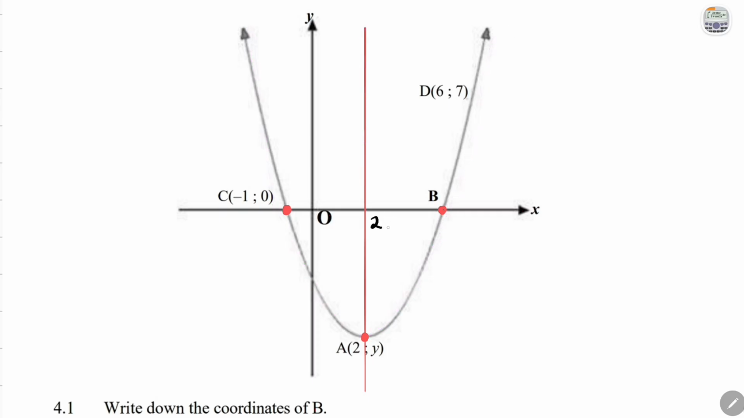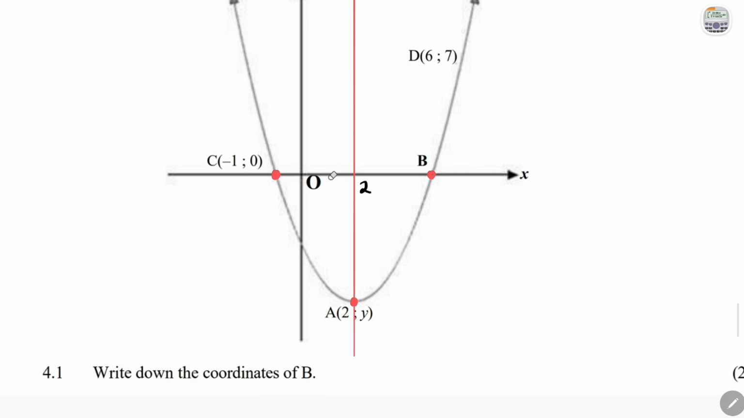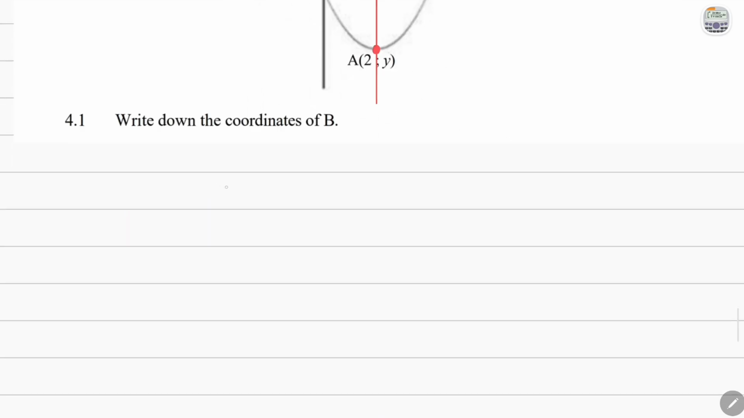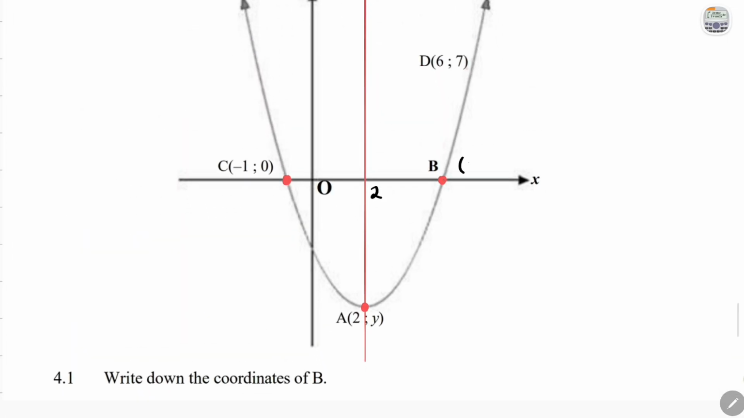So we know this is 2, and then to get to B, you're just going to add 3, because we can see it's a difference of 3 from 2 to negative 1. So the x coordinate of B will be found by saying 2 plus 3, which is equal to 5. And so B as a coordinate is simply 5 and 0, and that is our answer. I'll just make sure to put it down. This is 5 and 0.